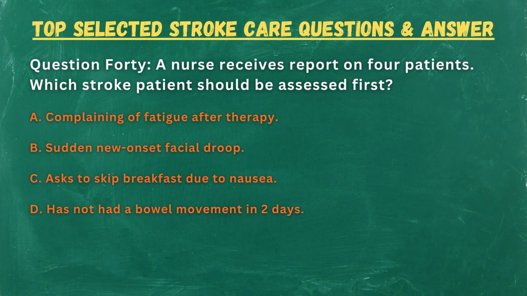Question 40. A nurse receives report on 4 patients. Which stroke patient should be assessed first? A. Complaining of fatigue after therapy. B. Sudden new onset facial droop. C. Asks to skip breakfast due to nausea. D. Has not had a bowel movement in 2 days. Answer. B. Sudden new onset facial droop.